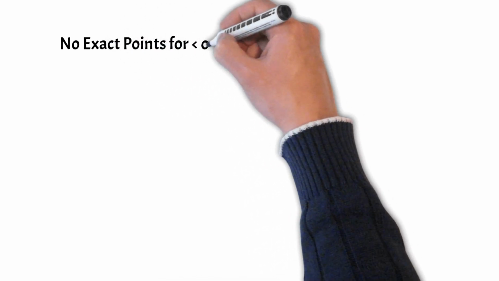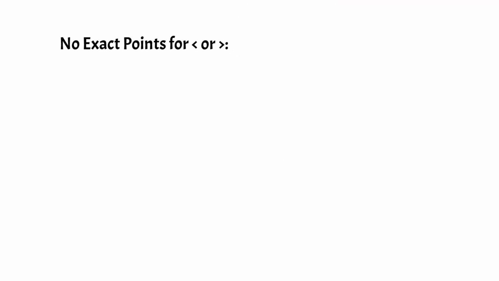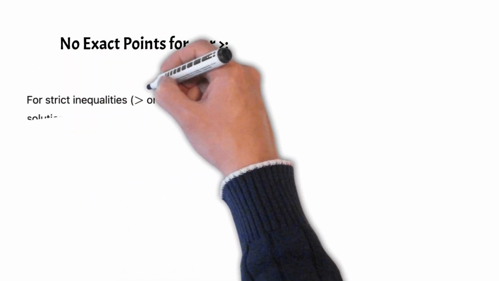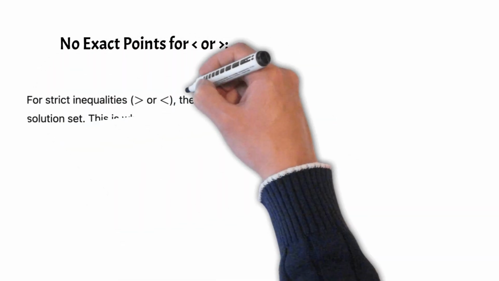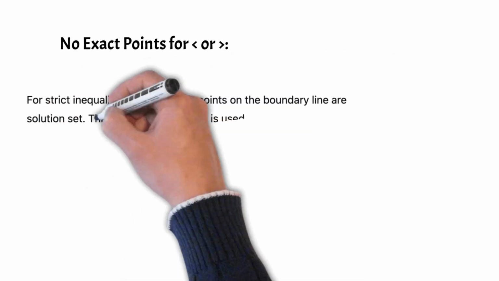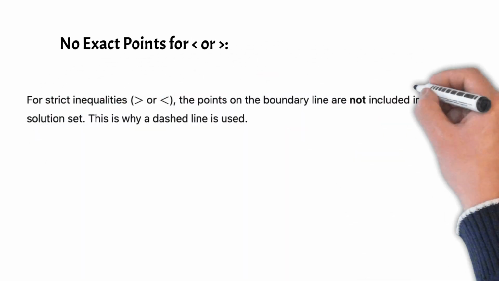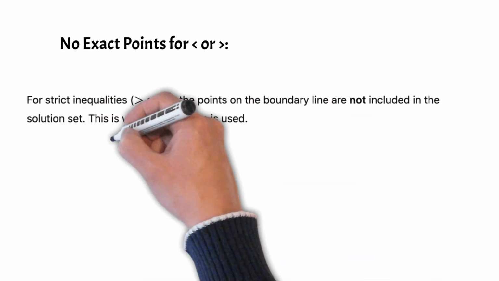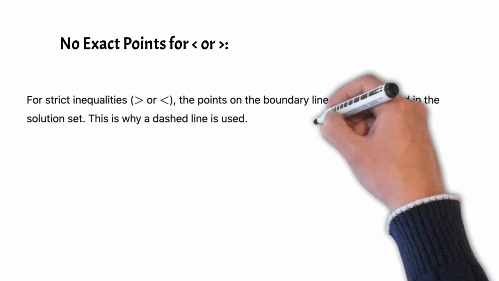No exact points for less than or greater than. For strict inequalities, where we have greater than or less than, the points on the boundary line are not included in the solution. That is why a dashed line is used.